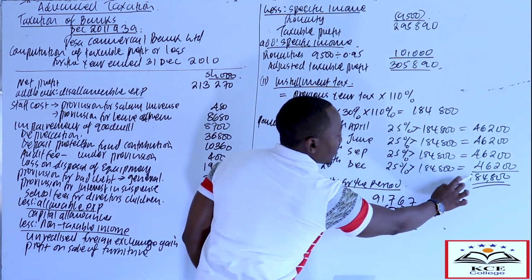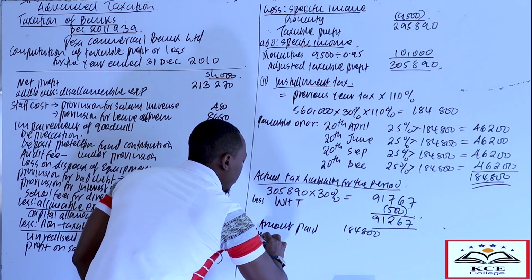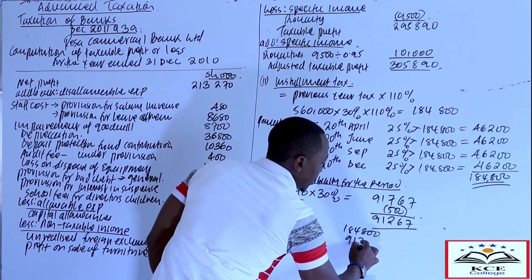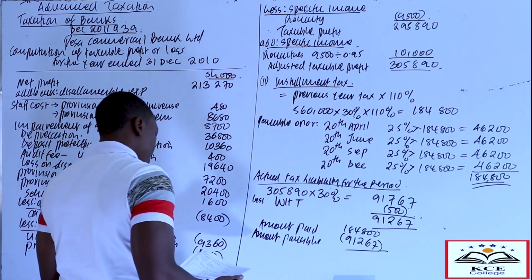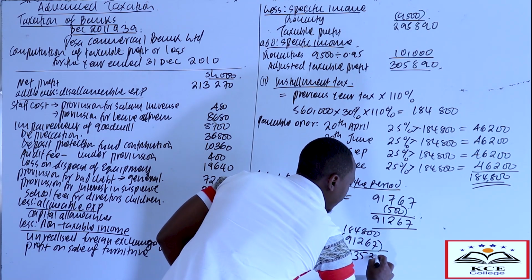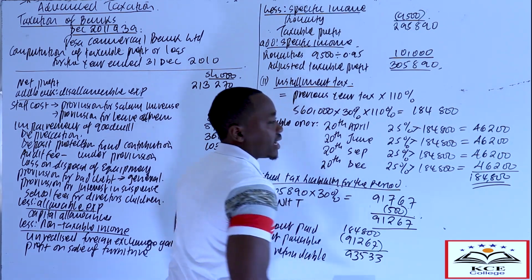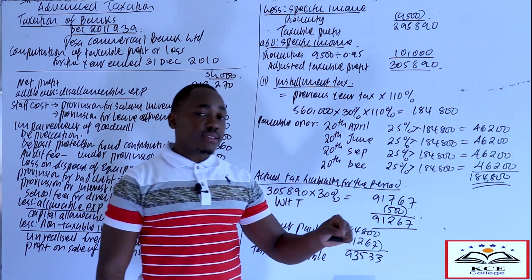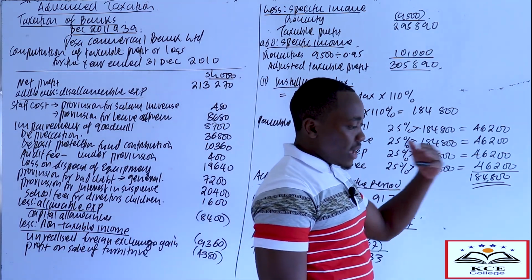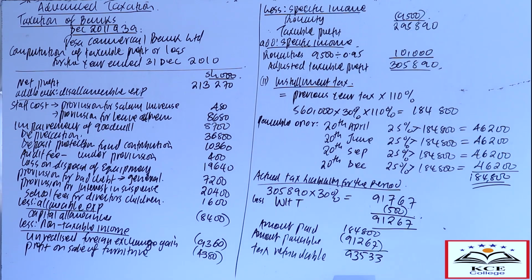You see, by the end of the year, they have already paid 184,800. But the amount payable for that period, they are only supposed to pay 91,267. So that means there is tax refundable of 93,533. We call it tax refundable, but it will not be refunded. So this amount will be carried forward to be offset against the tax expense for the coming period. So that's how you answer such a question.